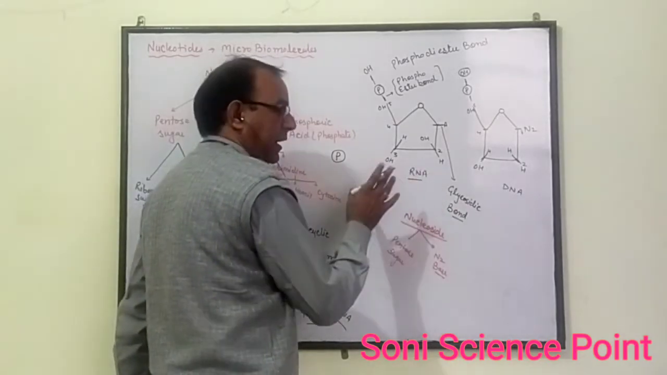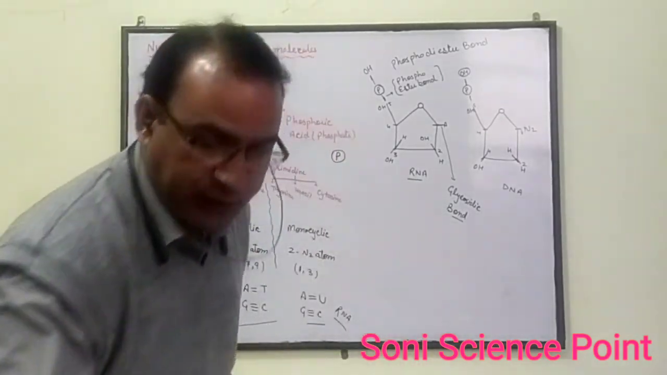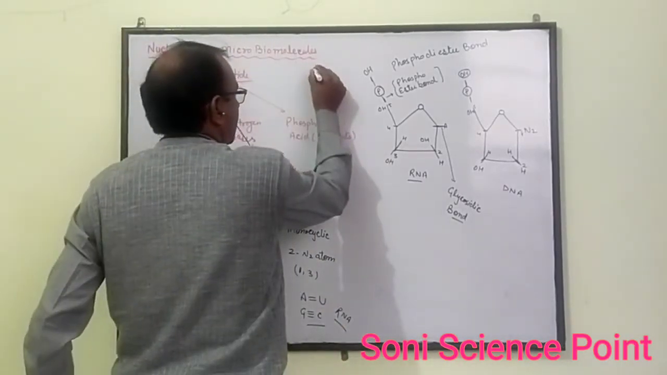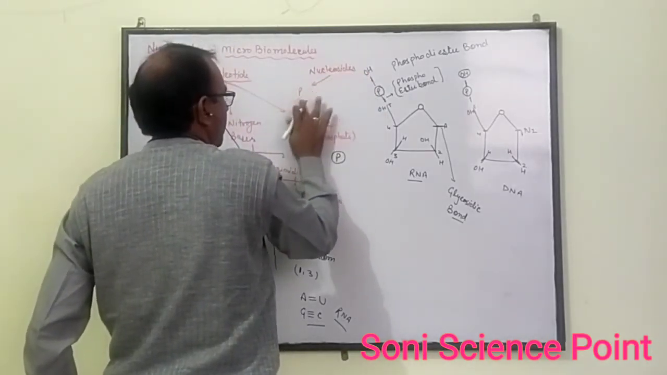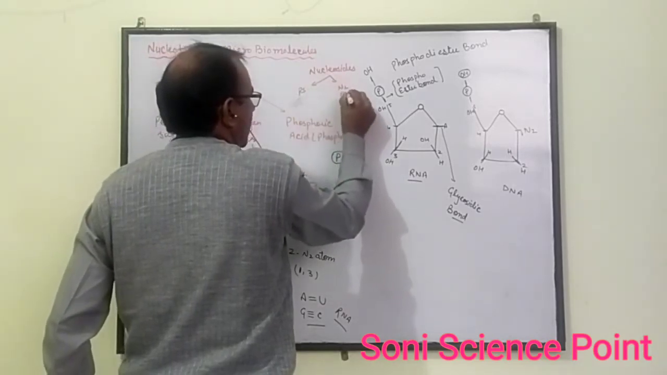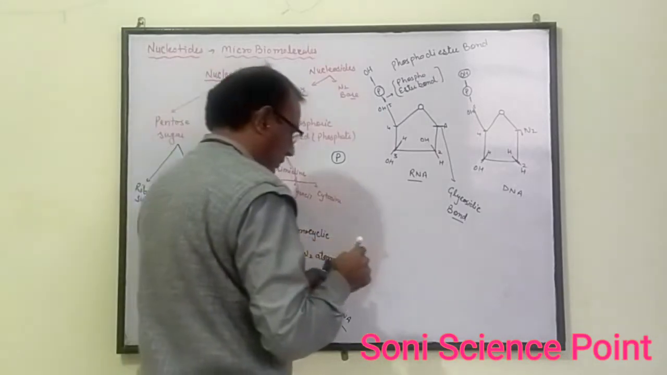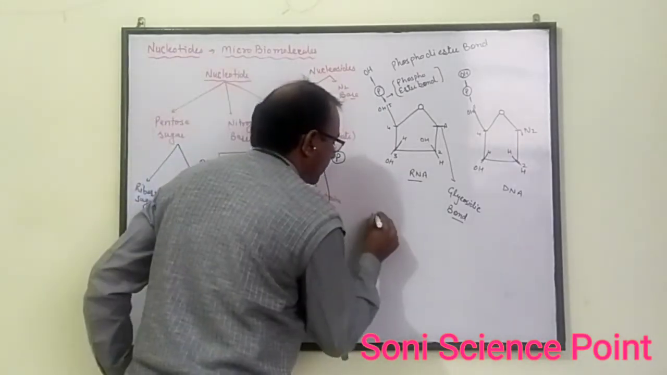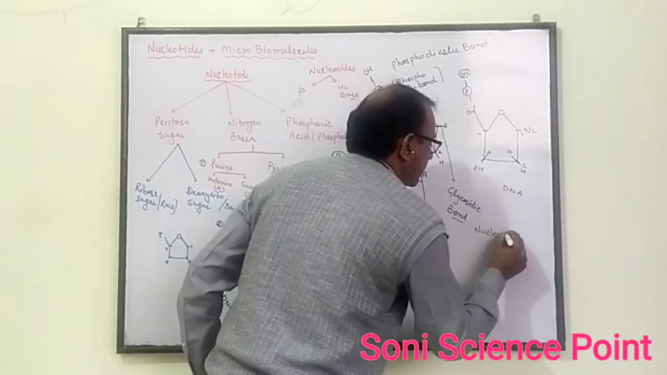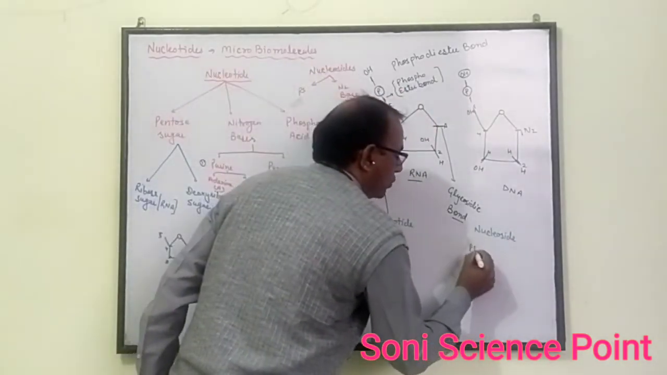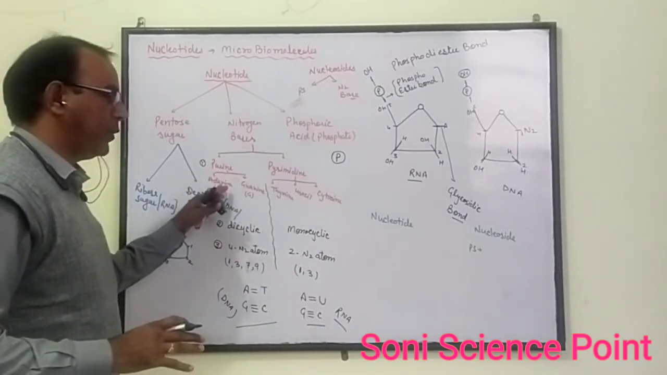How are the nitrogen bases named in RNA and DNA? As we know, a nucleoside contains only pentose sugar and nitrogen base. So how do we name the nitrogen bases in a nucleotide or a nucleoside? In a nucleoside, there is only pentose sugar plus nitrogen base. There are 5 nitrogen bases, purines and pyrimidines: 2 purines and 3 pyrimidines.